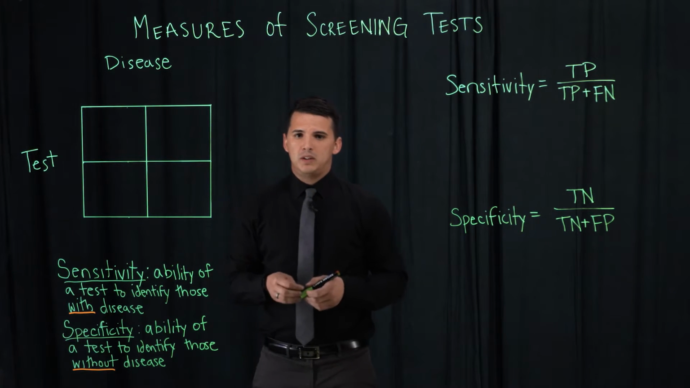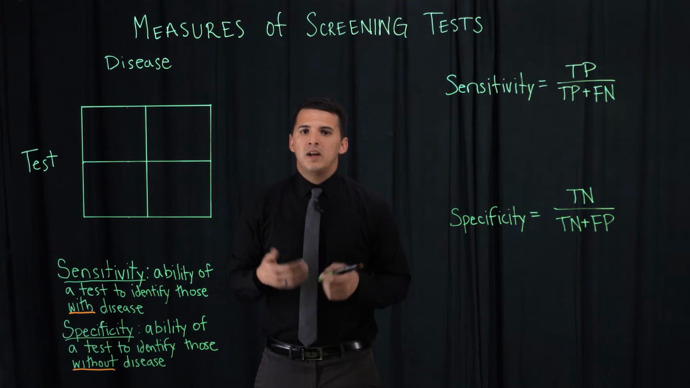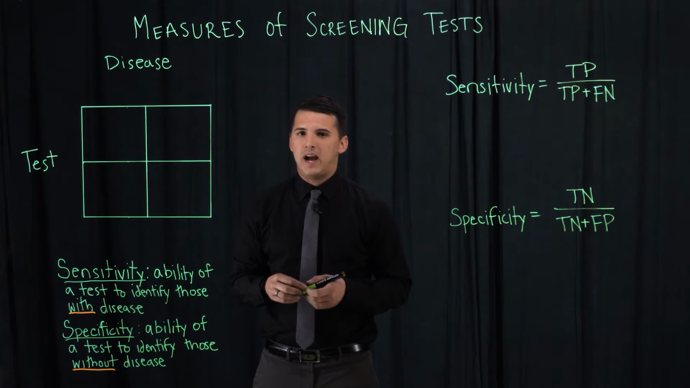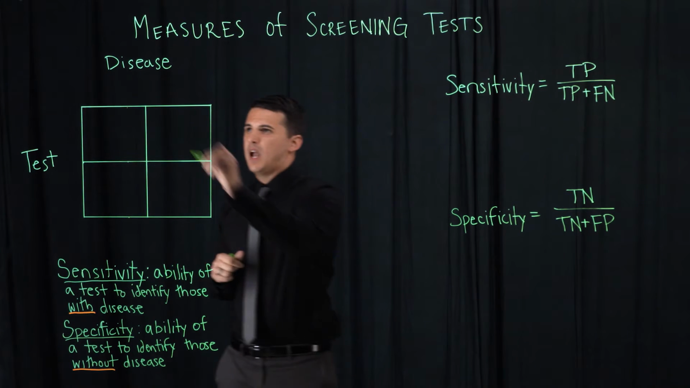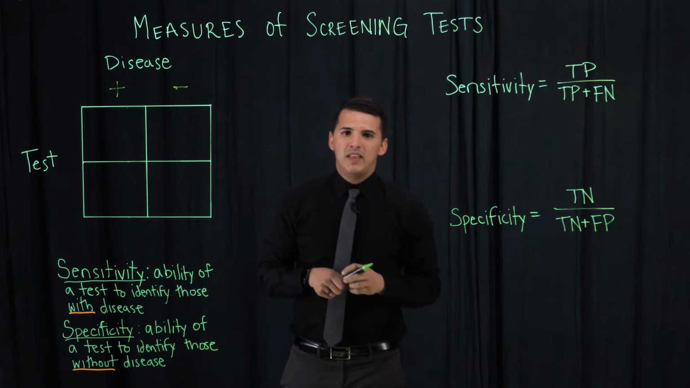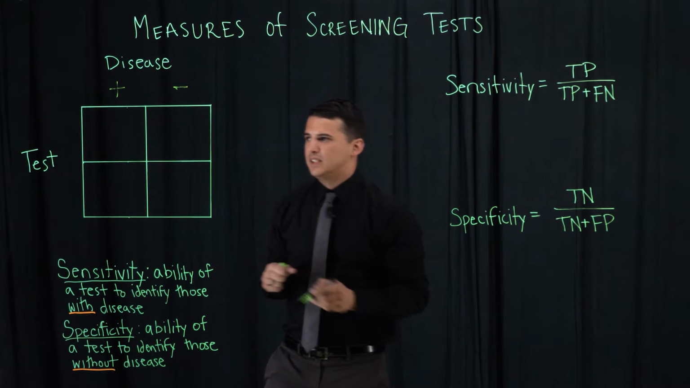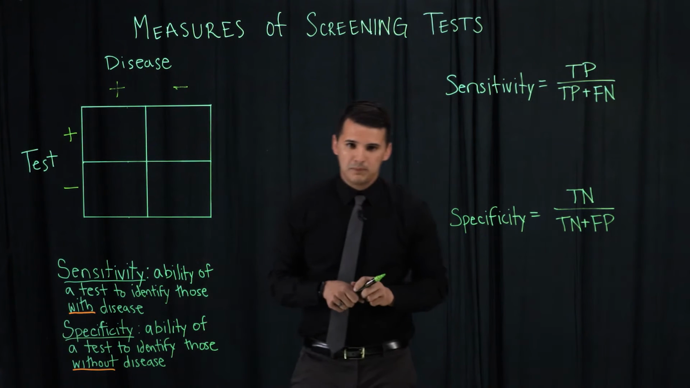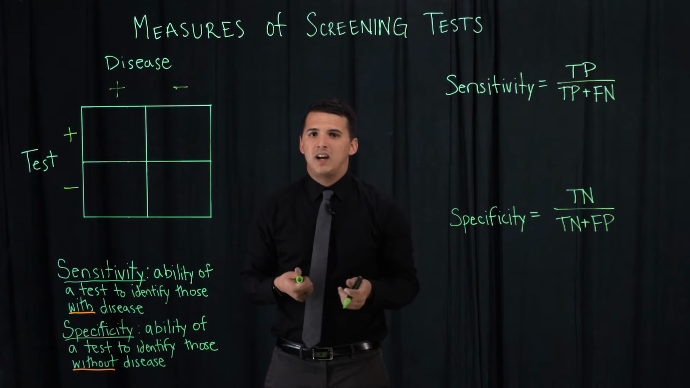So if we start out with our 2x2 table, one thing that we must know in order to evaluate the ability of a screening test to accurately detect those with and without disease is who actually has disease in the population starting out. So if we look at our 2x2 table, we start out with those that have the disease on the top, and we have people who are positive, and we have people who are negative for the disease. And then we use our screening test to see how accurately it's going to detect those with and without disease. So we'll have those who are positive on our screening test and those who are negative on our screening test. As I mentioned, we already know when we're evaluating our screening test who does and does not have disease.